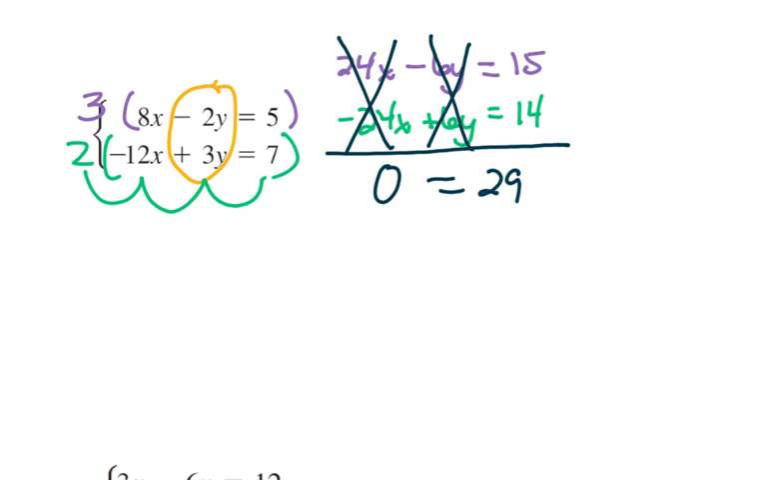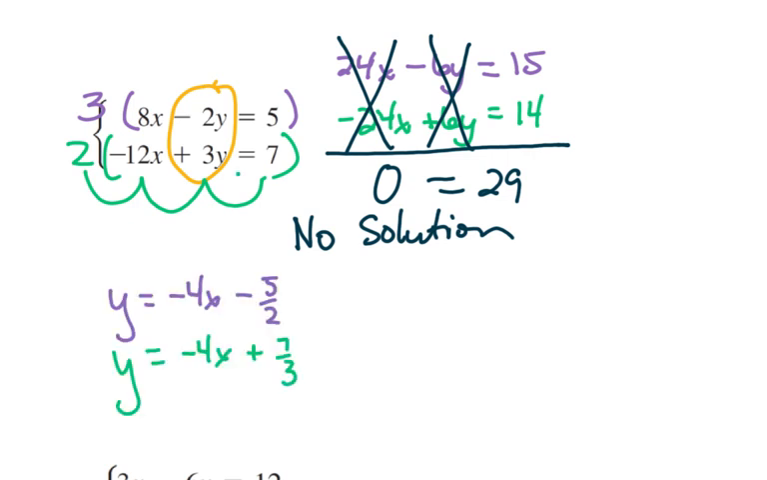So this is an example of two systems where there is no solution. And it's an example where those equations have the same slope but different y-intercepts. Let me change the equations into y equals. If I rewrite both of these as y equals, you can see my top one is -4x minus 5/2, and my bottom one is -4x plus 7/3. Same slope, but a different y-intercept. Again, no solution. You don't need to do this.